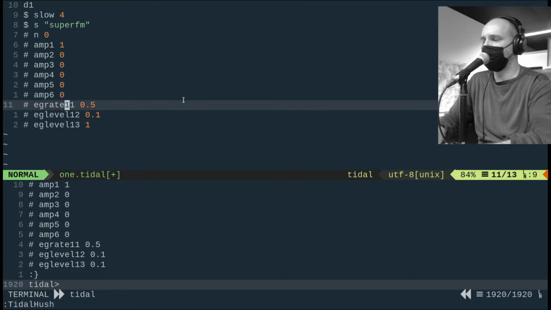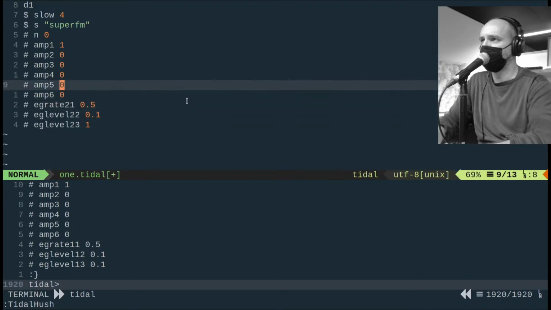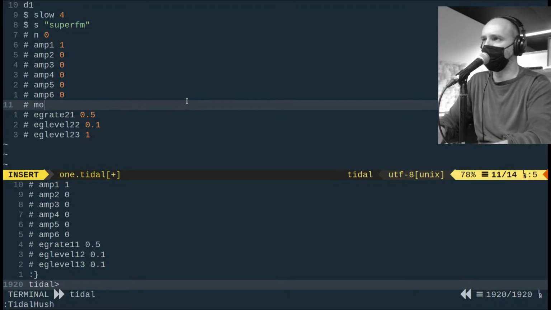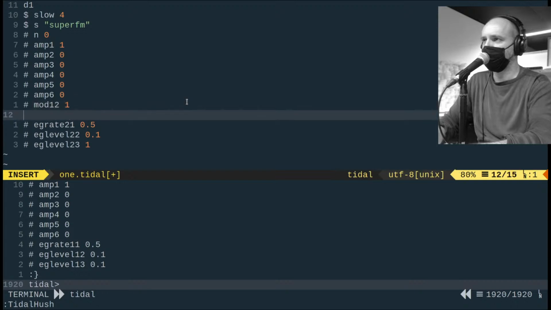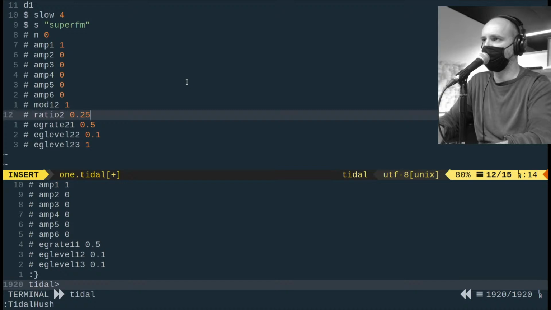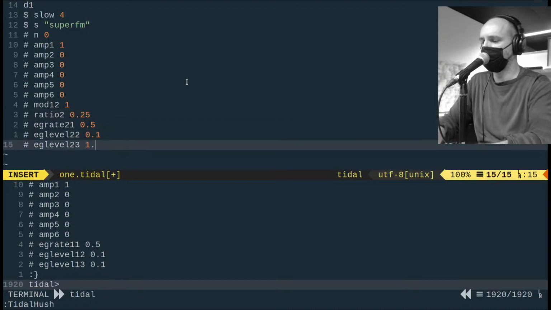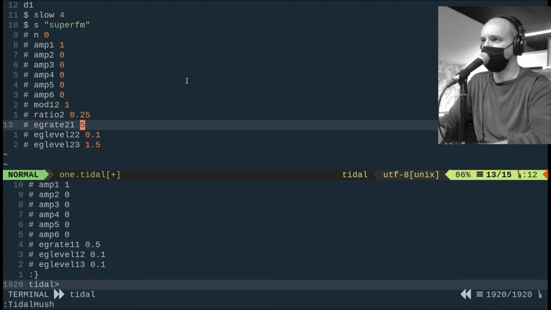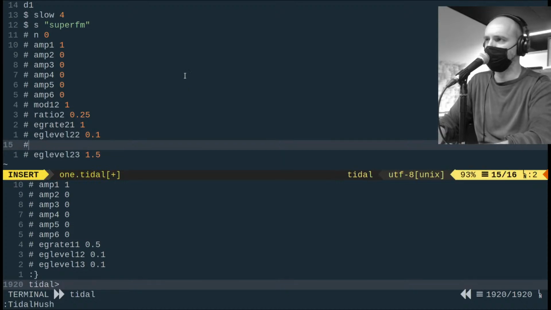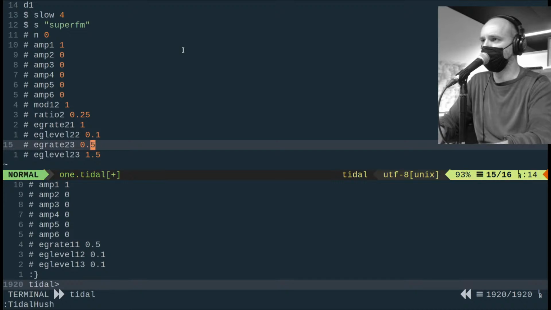Because let me put the same envelope in operator number 2, and then modulate operator number 1 with operator number 2. Then set the ratio of operator number 2 to 0.25, and this one I'll put to 0.5. Let's hear this. And also the AG rate to 3. There.